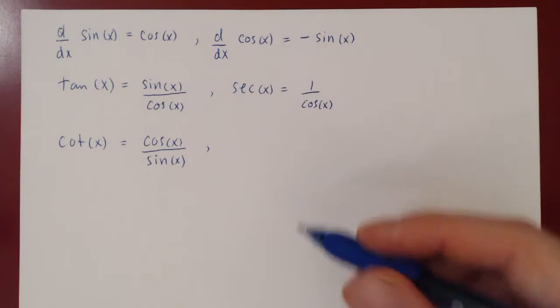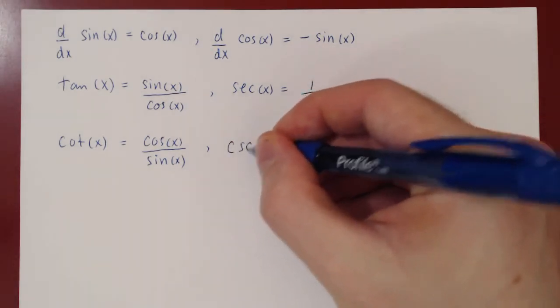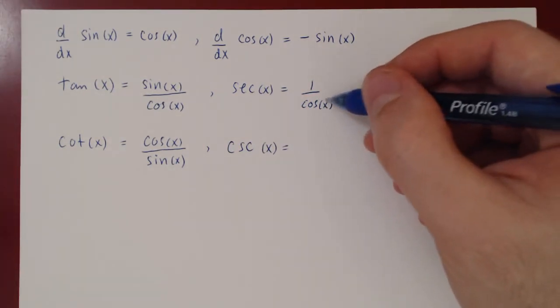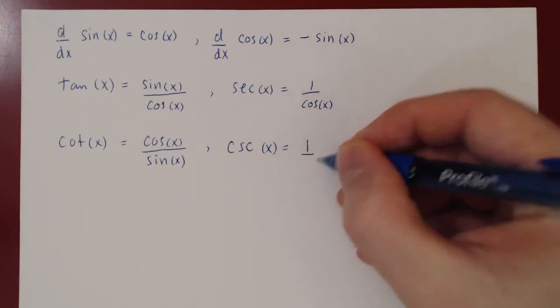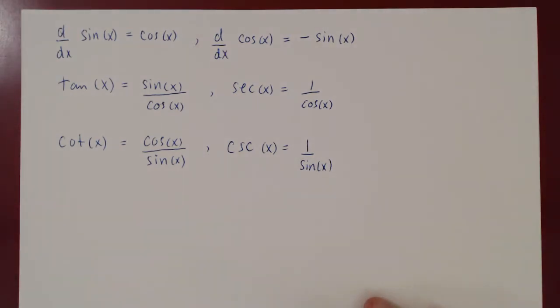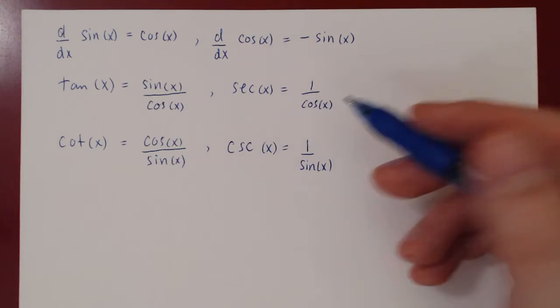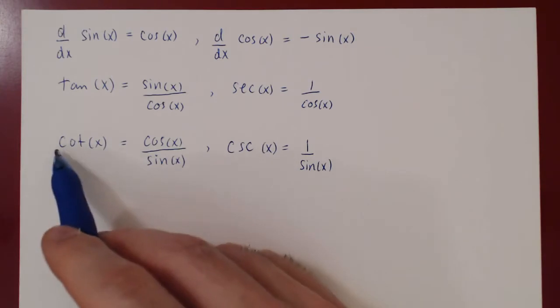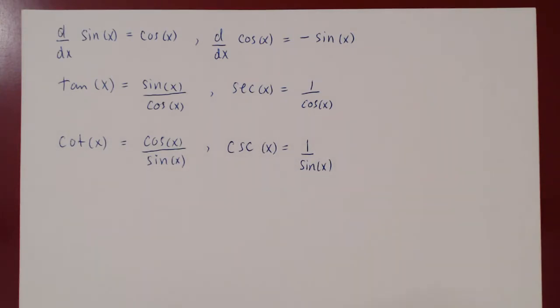And cosecant of x, which we write as CSC. Secant is 1 over cos. Cosecant is 1 over sine of x. So we can now find, say, the derivative of tan of x, and then secant of x, and I will let you find on your own the derivative of cotan and cosecant of x.